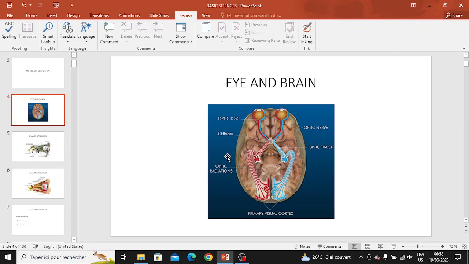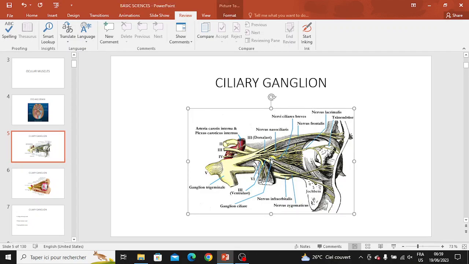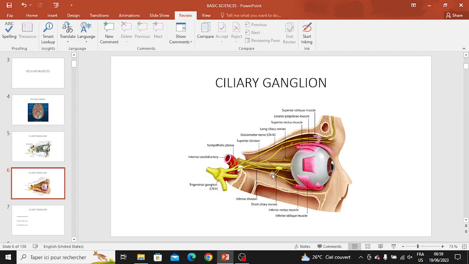Another thing you should know before we enter into the proper presentation is the ciliary ganglion. It's one of the soft tissues within the orbit. It is found here 1 centimeter in front of the annulus of Zinn, where the extraocular muscles meet. So this is the ciliary ganglion found here. It's good you know about it. And I said it's found 1 centimeter in front of annulus of Zinn. Annulus of Zinn is where all the extraocular muscles join together within the orbit.